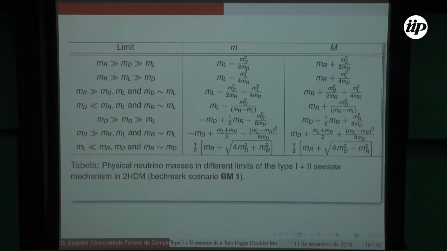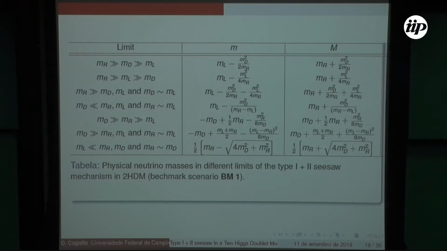And basically we work with three scenarios. The first scenario is in the case where the mass of the right-handed neutrinos is greater than the other parameters. In this case, we obtain the masses of the light neutrinos proportional to the parameter of the triplet of scalars, and the masses of the heavy neutrinos proportional to MR.